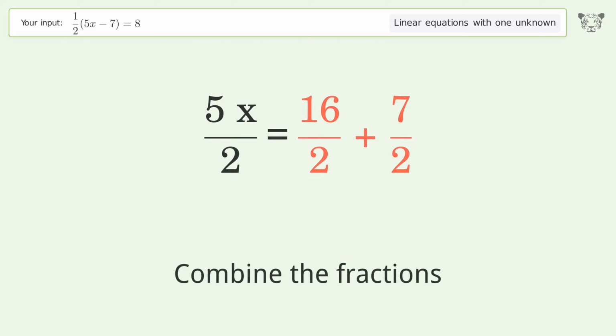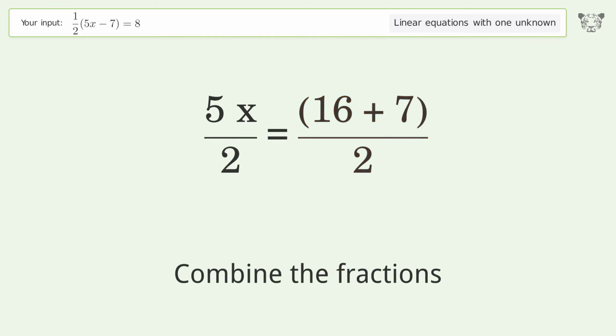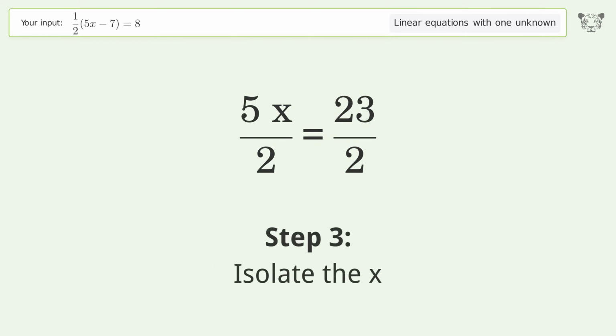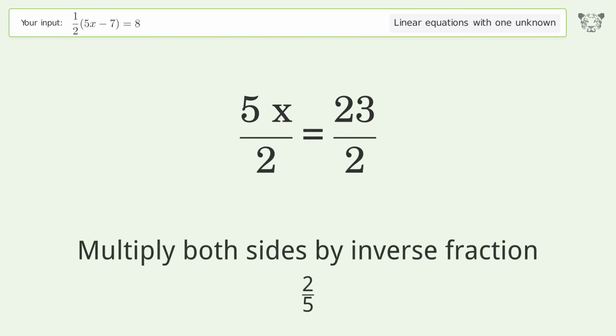Combine the fractions. Combine the numerators. Isolate the x. Multiply both sides by inverse fraction 2/5.